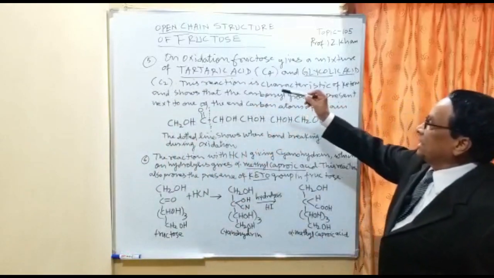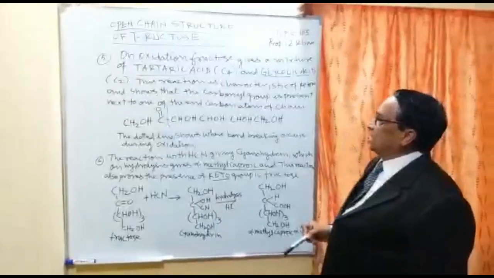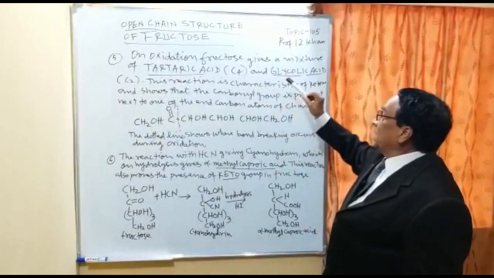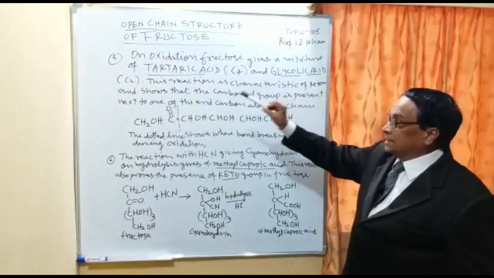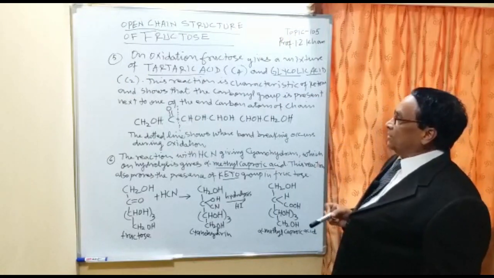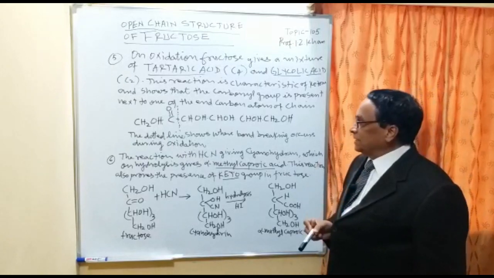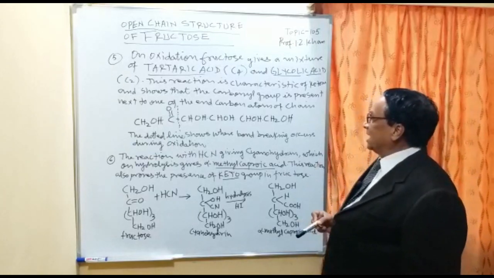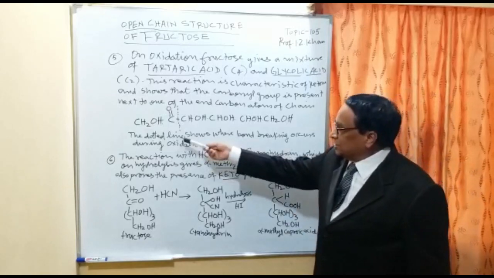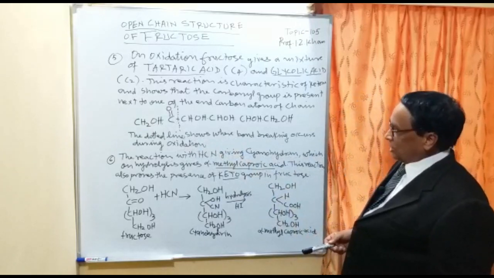So here I have given you, on oxidation fructose gives a mixture of tartaric acid, containing carbon number 4, and glycolic acid, carbon number 2. This reaction is characteristic of a ketone and shows that the carbonyl group is present next to one of the end carbon atoms of the chain. And here the dotted line shows where the bond breaking occurs during oxidation.